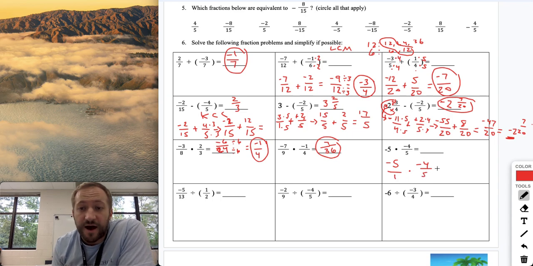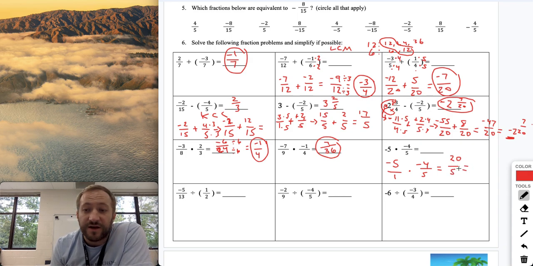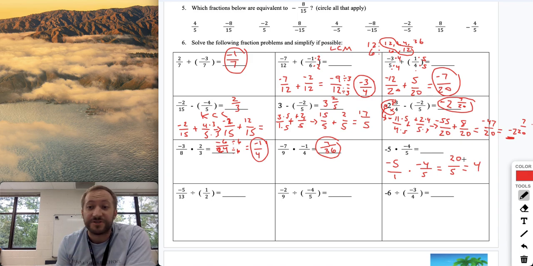So now I have 2 numerators and 2 denominators. I can go and multiply. Negative 5 times negative 4 gives me positive 20. 1 times 5 gives me 5. And now this is an improper fraction. Just like we had up here, I want to go and simplify that. Let's see, I'm going to see how many times 5 goes into 20. Let's see, 5, 10, 15, 20. Oh, it goes in there 4 times. And there's nothing left over.